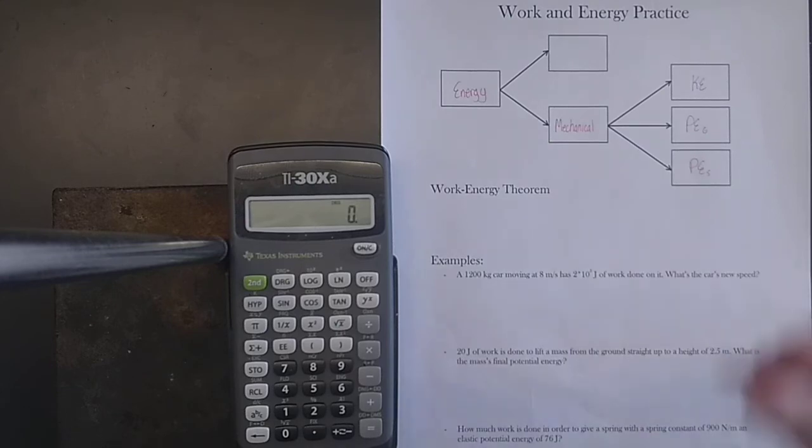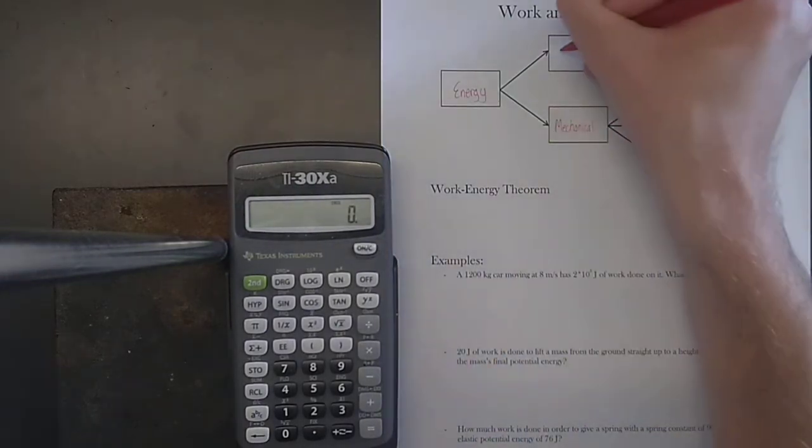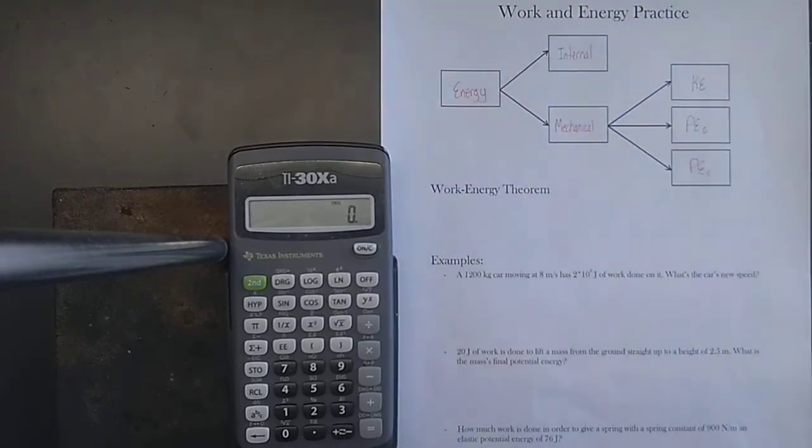The only other type of energy is not mechanical energy, but it's called internal energy. This is energy associated with friction. It's energy loss. You lose mechanical energy due to friction, but that energy doesn't just disappear, it gets turned into internal energy. So there's a little flow chart that shows how the different types of energy break up.